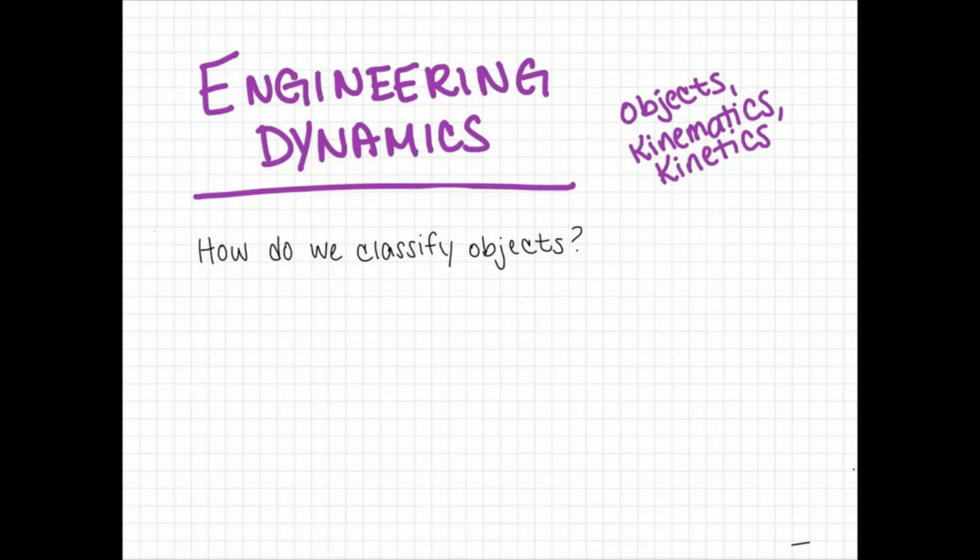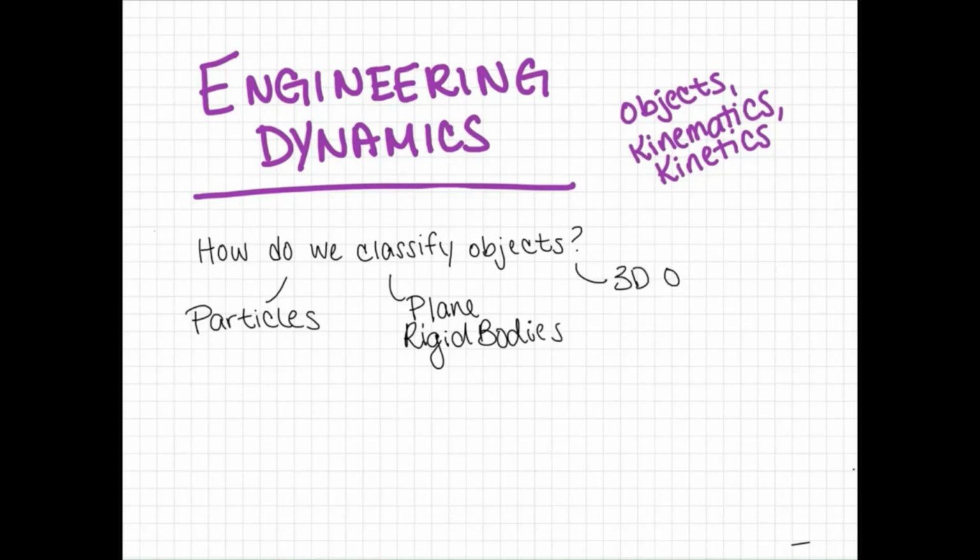So there are three basic ways that we do this. Number one are particles. Number two are plane rigid bodies. And the third way are 3D objects. And this is pretty advanced, and this may not be something you see in your engineering class, but it's worth noting.